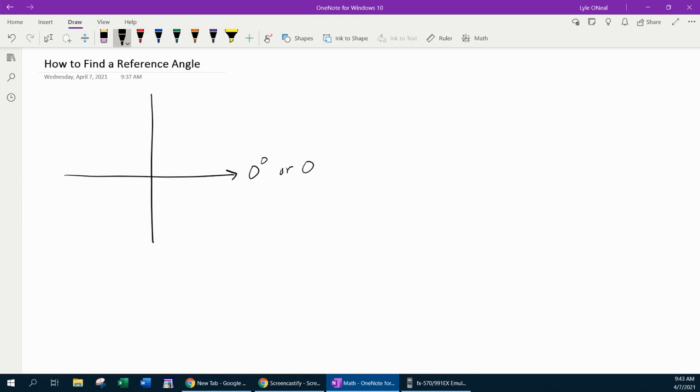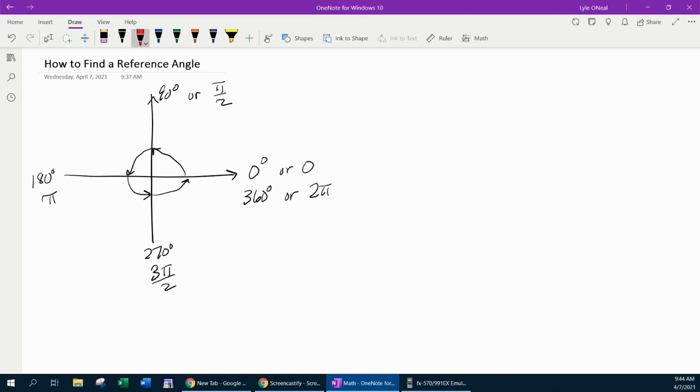And as you go counterclockwise, each axis that you hit is an increment of 90. So this would be 90 degrees, which is equivalent to pi over 2 radians. And then another axis would be 180 degrees or pi radians. Another axis that would be 270 degrees or 3 pi over 2 radians. And then a full circle would be 360 degrees or 2 pi radians.